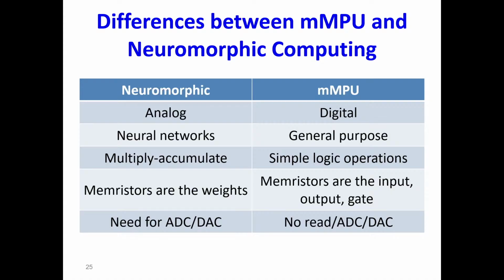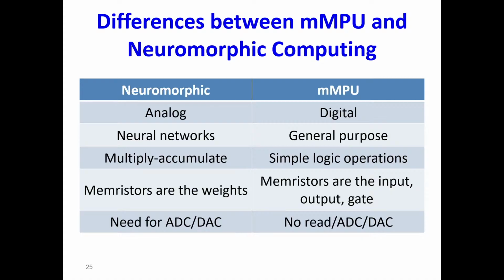First, neuromorphic computing is analog in nature. This is completely digital. Second, neuromorphic computing is mostly for neural networks. So the basic operation is multiply accumulate using Kirchhoff's law. Here, the basic operation is a logic gate. And it's more like, I would say, general purpose computation. I will mention later on a few applications, but it's not necessarily a matrix vector multiplication. Actually, matrix vector multiplication can be done, but it's much less efficient for that.